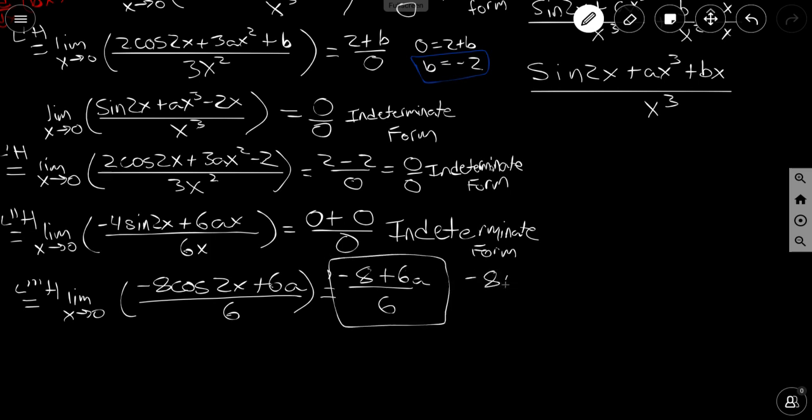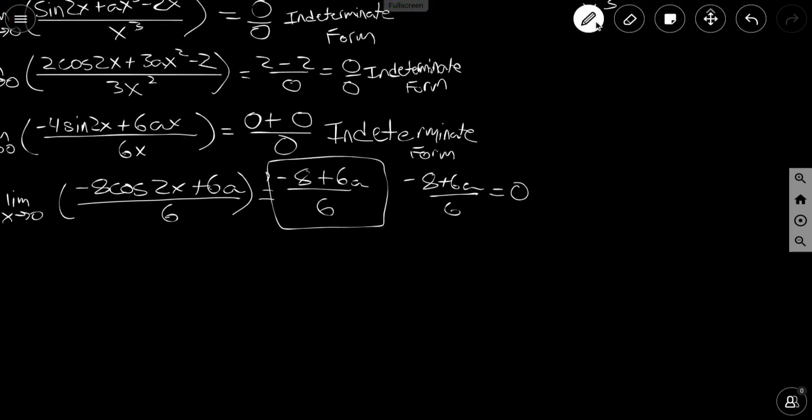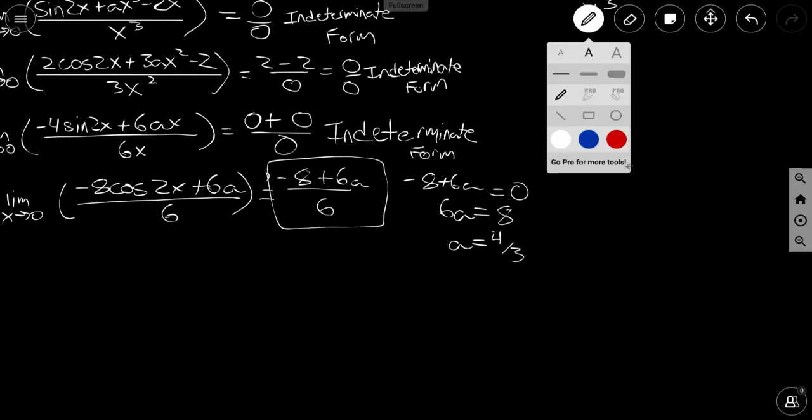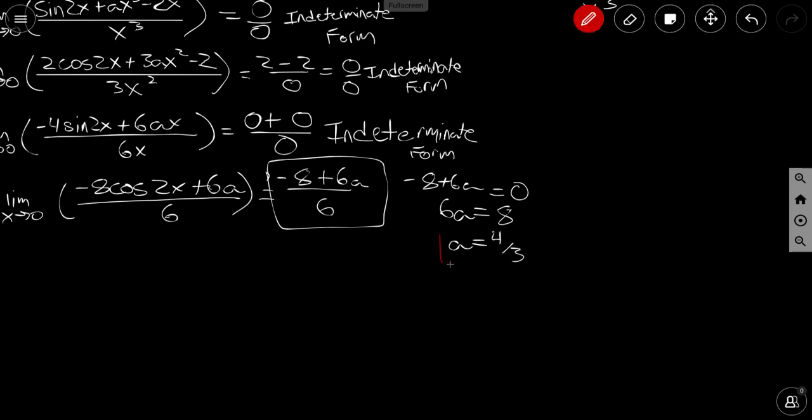So negative 8 plus 6a over 6 is equal to 0. Oh, you only need to set the numerator equal to 0. So that's just going to give you 4/3. So this right here is our value for A.